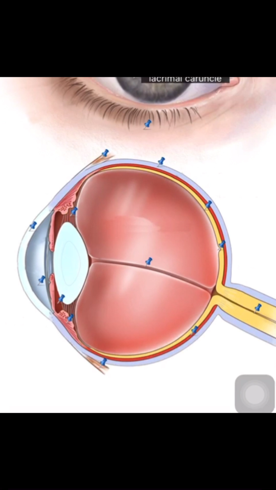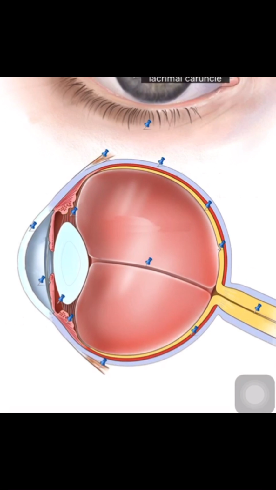There are 3 layers in our eye: the outer fibrous layer, the middle vascular layer, and the inner nervous layer. Let's begin with the outer fibrous layer.